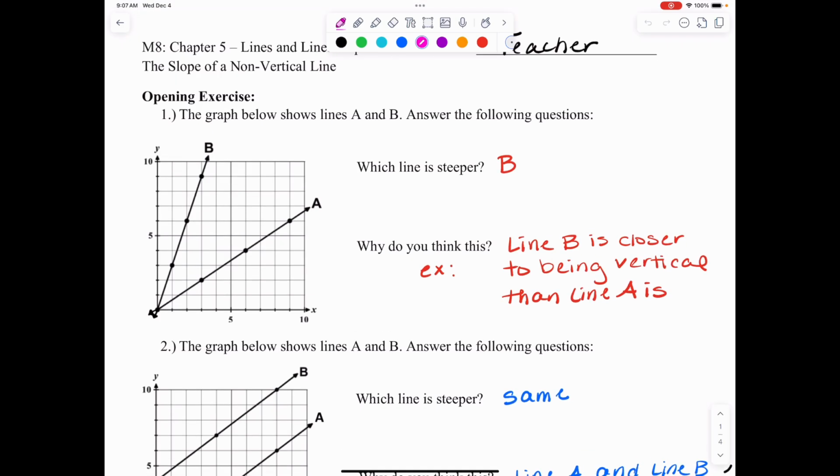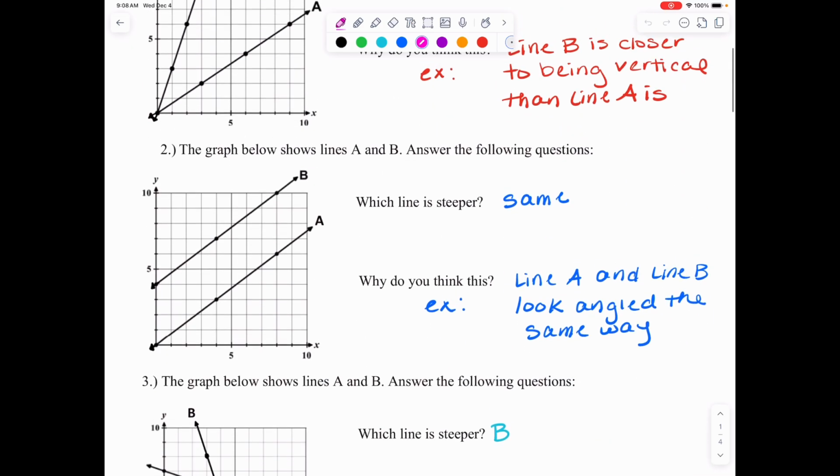All right, so we're going to learn about the slope of a non-vertical line today. So I want to introduce it to you by this opening exercise because it's really about how steep something is. And I know steepness is something that you're familiar with. So in the first question, when you look at the graph, to me, line B looks steeper. And that's because it's closer to being like a vertical line than A is. If I was thinking about having to climb these like a hill, it would definitely be harder for me to climb B than A because it definitely looks steeper to me.